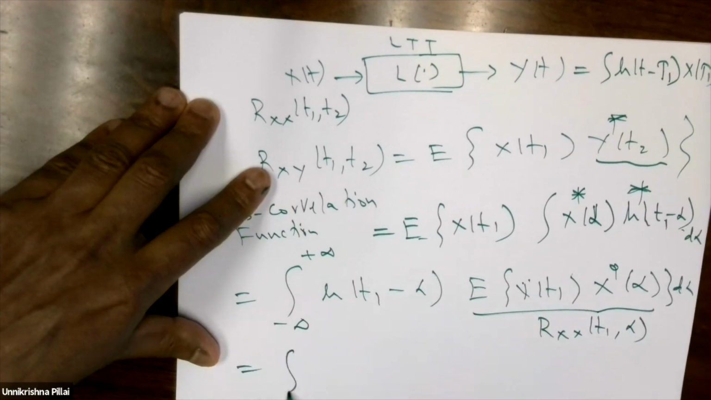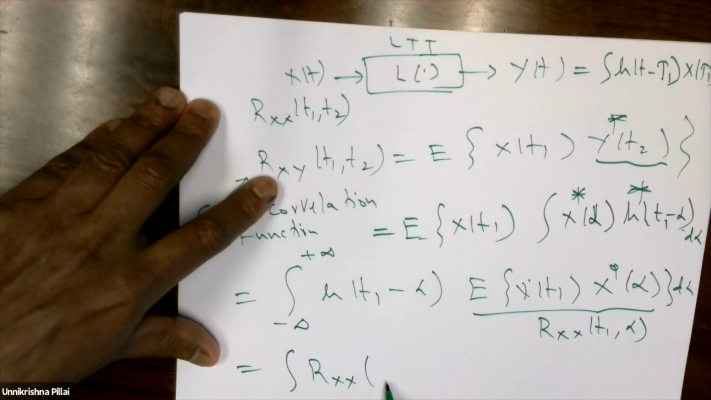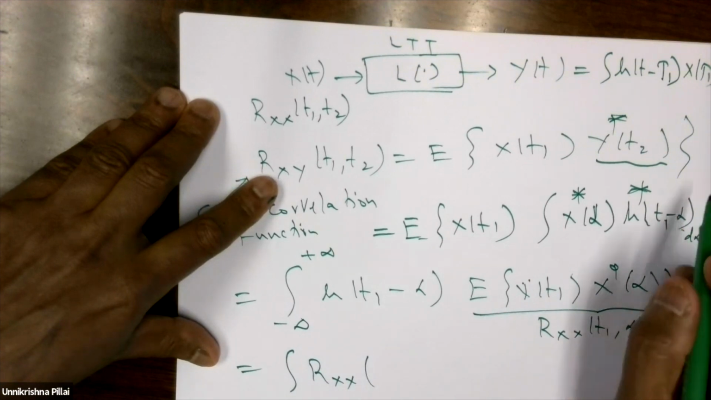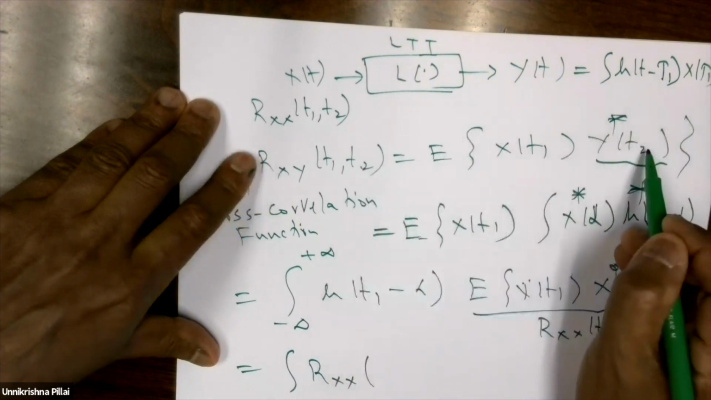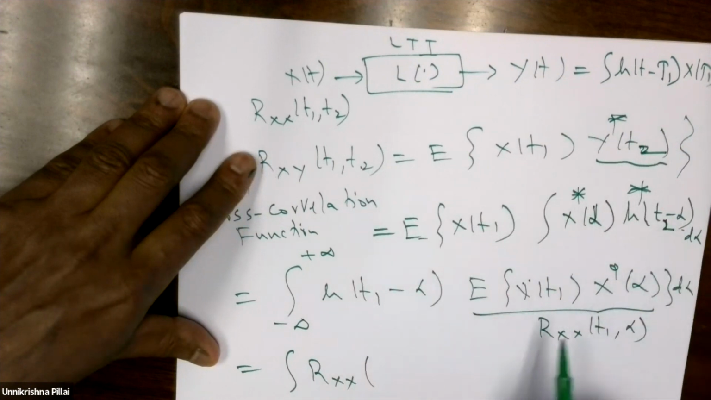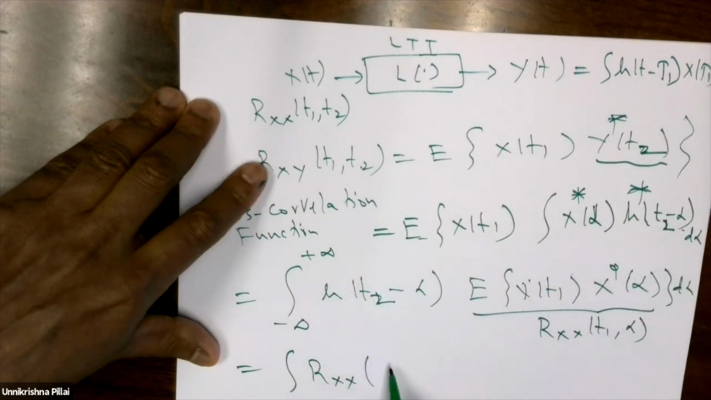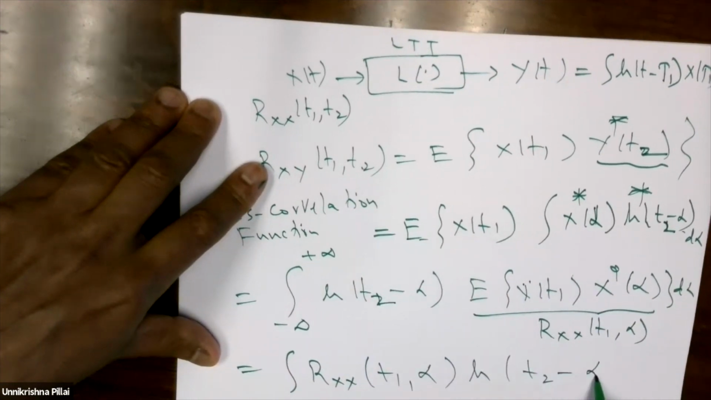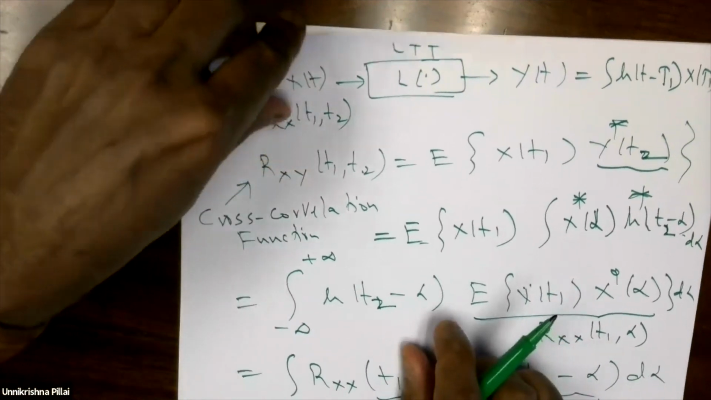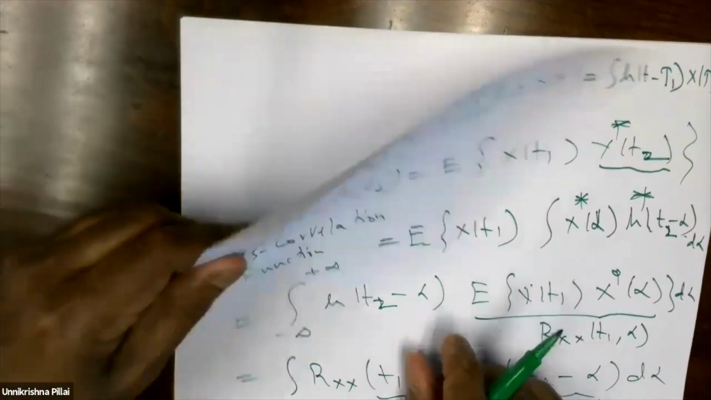So this integral I can write either way. I can write it as Rxx. What happened to t2? This is t2, so this should have been t2. So this is Rxx of t1 comma alpha times h star of t2 minus alpha. If you call t2 minus alpha to be some beta, then alpha becomes t2 minus beta. So I can also write this as, let me use that function.